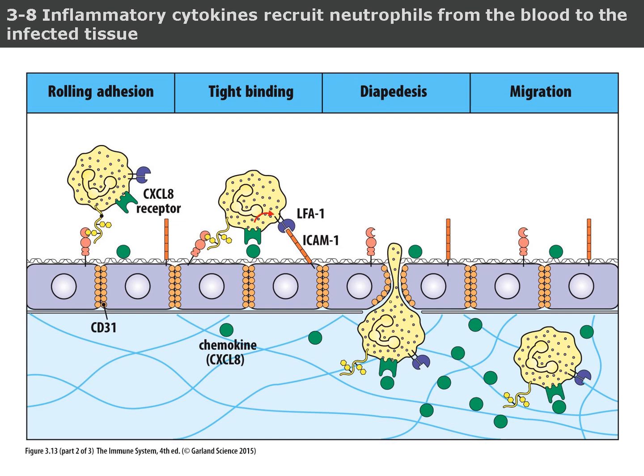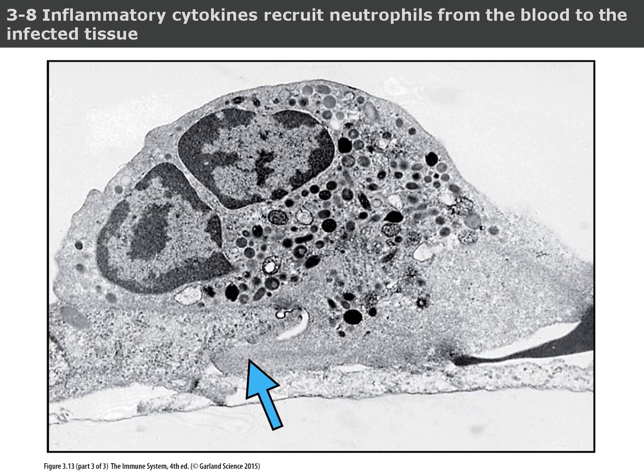This firm attachment halts the neutrophil's rolling motion. Next, the neutrophil squeezes between the endothelial cells in a process called diapedesis. It moves through the basement membrane and into the infected tissue. Once inside, it follows a trail of chemokines deeper into the tissue, guided to the exact location of infection or injury. This step-by-step recruitment ensures neutrophils are delivered precisely where they are needed to fight pathogens. This image shows a high-resolution electron micrograph of a neutrophil captured as it moves through the endothelial barrier.